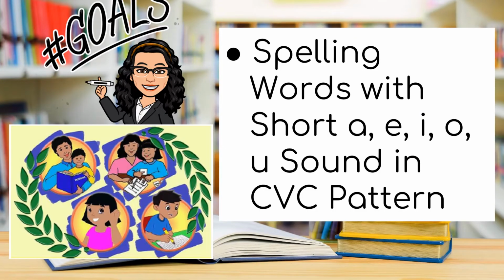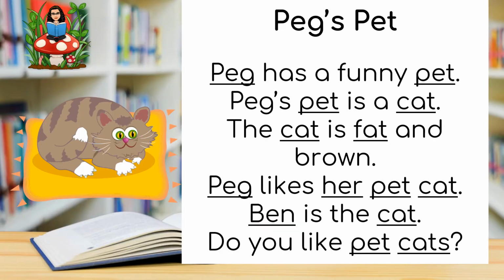Excellent! This is our first lesson for today. Spelling words with short A, E, I, O, U sound in CVC pattern. Let's read first this story. Peg's Pet is the title of our story. Are you ready now? Let's begin.